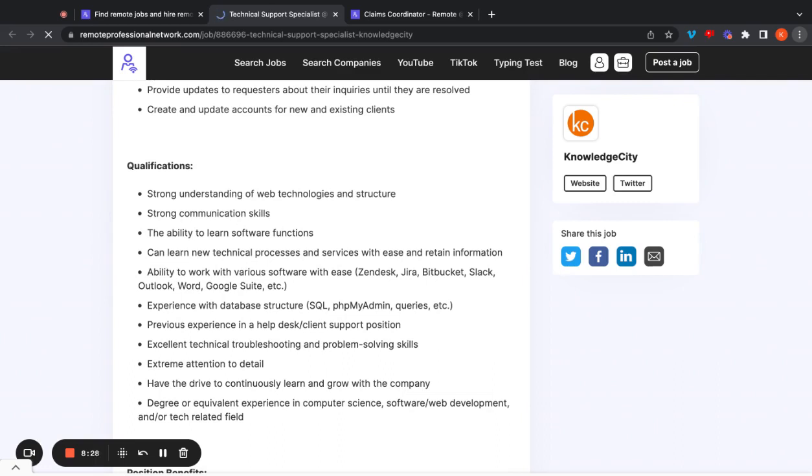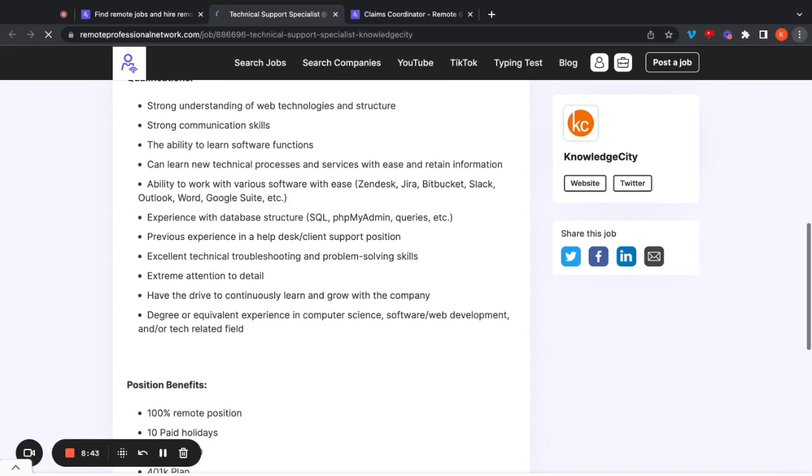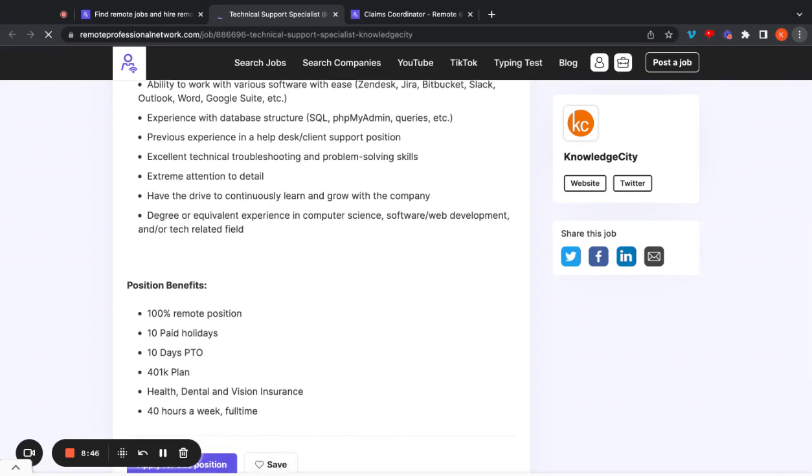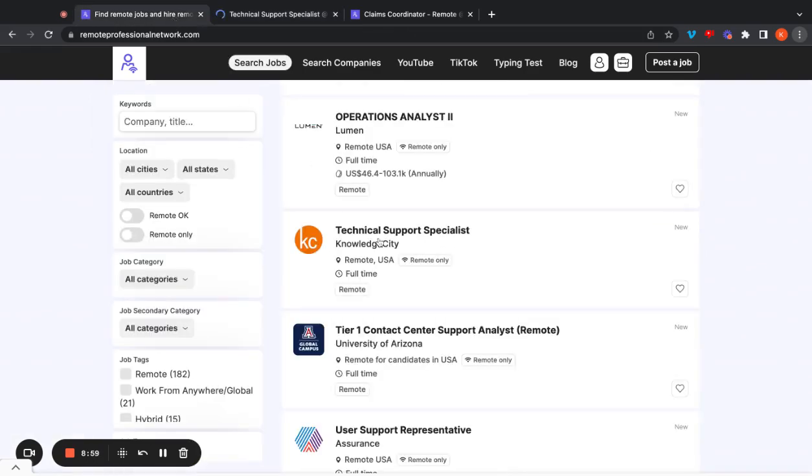Zendesk, Jira, Bitbucket, Slack, Outlook, Word, Google Suite. Experience with database structures, SQL, PHP, MyAdmin, queries, etc. Previous experience in a help desk client support position. Again, if you're in the IT world, this might be a good one for you. And as far as benefits go, 100% remote, 10 holidays, 10 days of PTO, 401k plan. So that's definitely good for your retirement, health, dental, and vision, and 40 hours per week, full-time position.